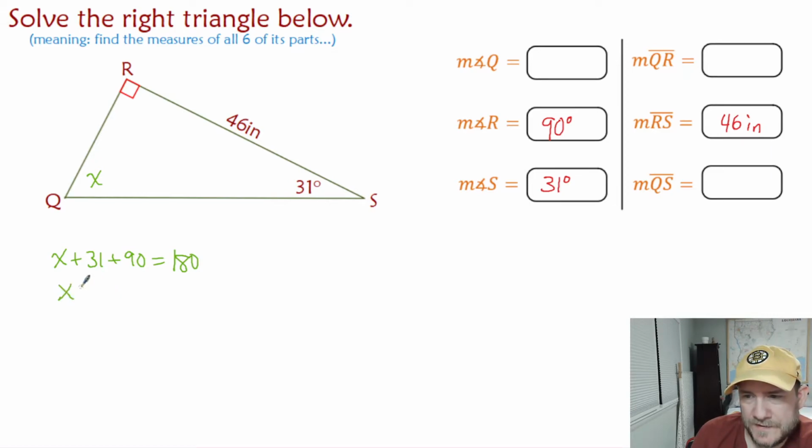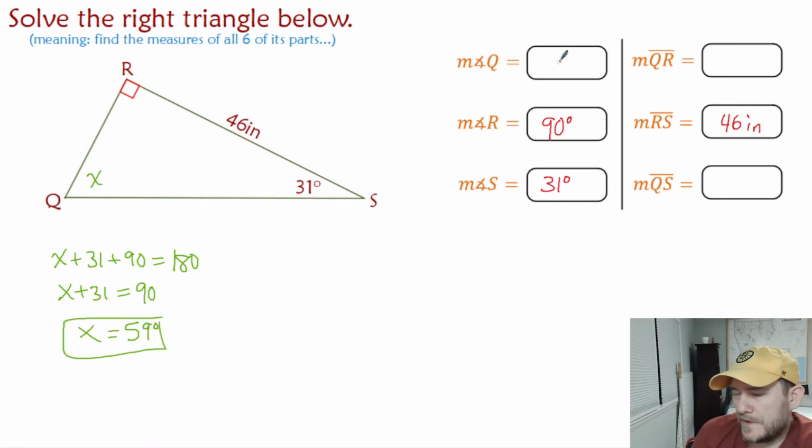In fact, you know that X and 31 together have to add up to 90, because if you subtract the 90-degree angle from 180, then you know they add up to 90. That math you might even be able to do in your head, right? It's 59. But if you're showing work, then you just subtract 31 from both sides, and that's where your 59 comes from. So okay, we're a third of the way done. We just have to find these other sides now.